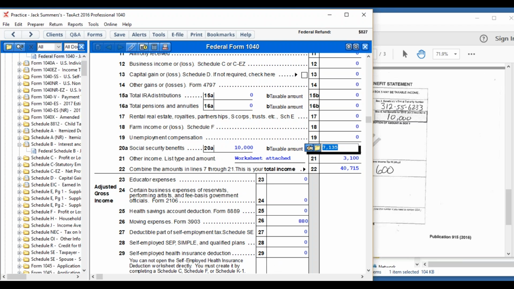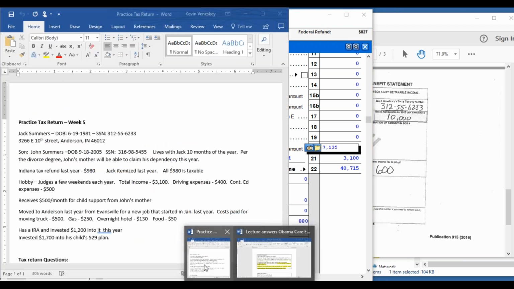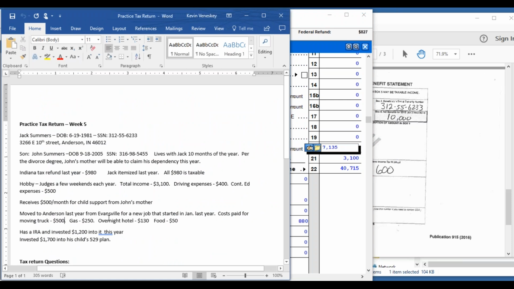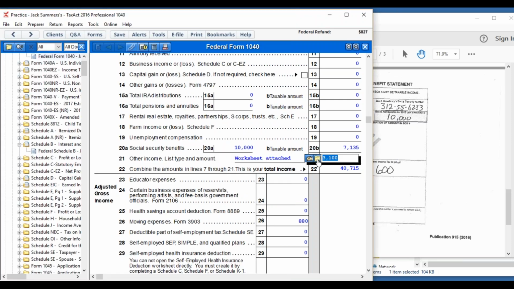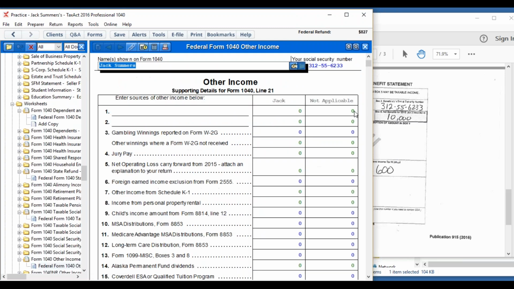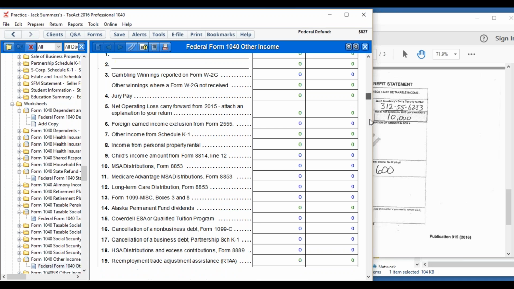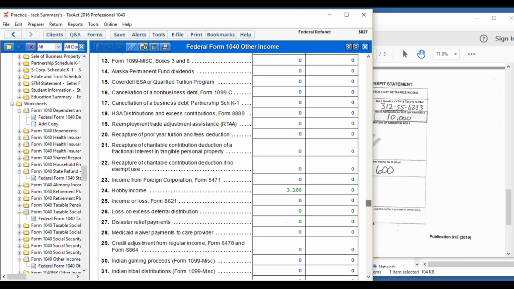Now this last item here, remember back we had some judging income, $3,100 in judging income. So I want to go ahead and put that in. I look through here, other income, it doesn't show up right away. I need to continue to scroll down, but you will find it here on line 24, hobby income. I do need to put the entire amount, $3,100. You do not get to take any deductions here.